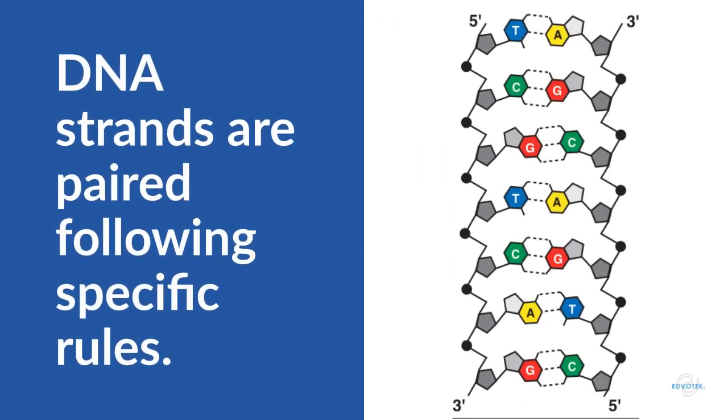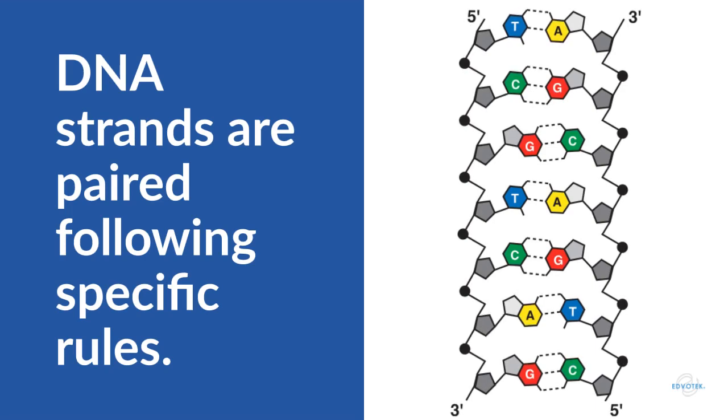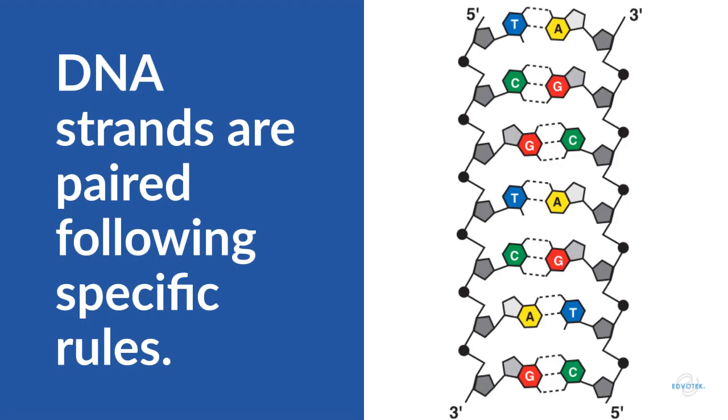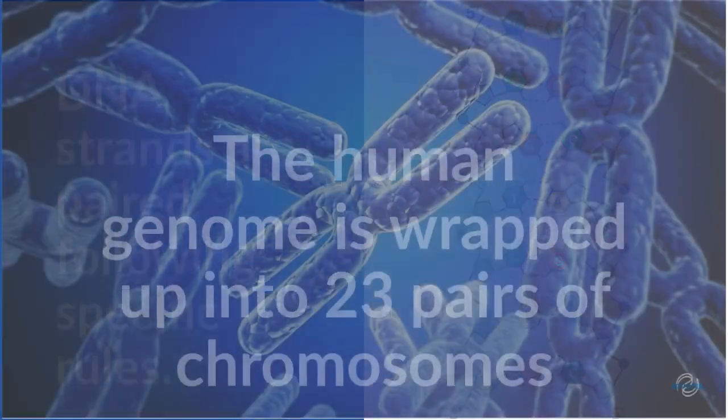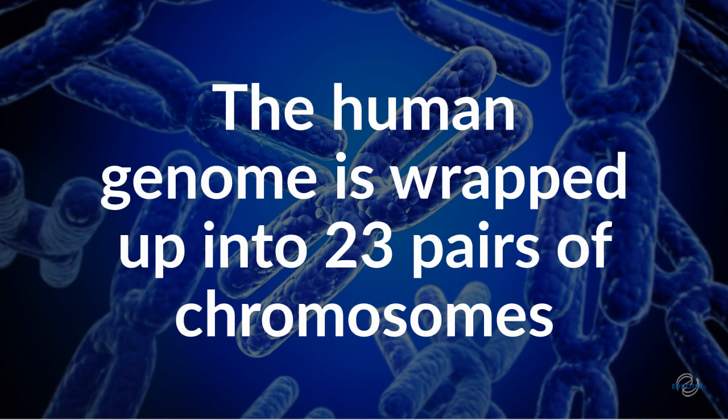Each strand of DNA is paired with a second strand following specific rules. A can only pair with T, and C with G. Hydrogen bonds between the paired nucleotides keep the two strands of DNA together as it is packaged into chromosomes. The DNA in the human genome is wrapped up into 23 pairs of chromosomes.